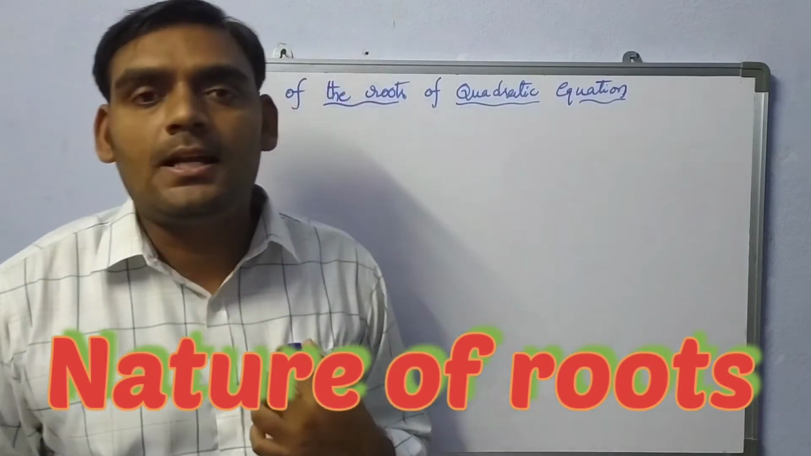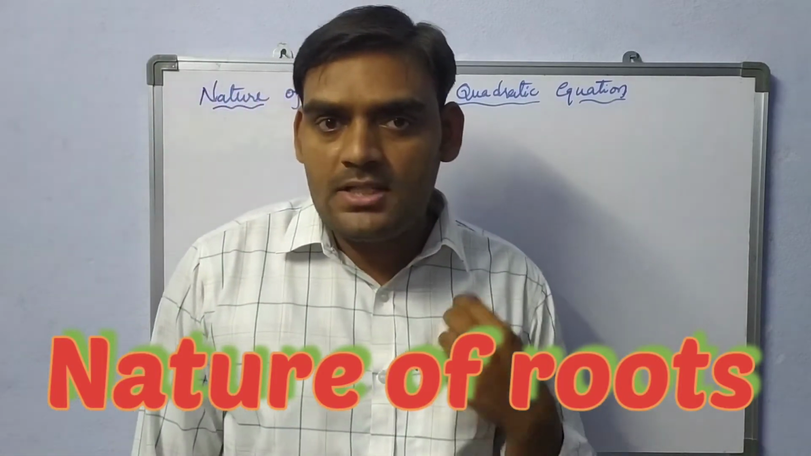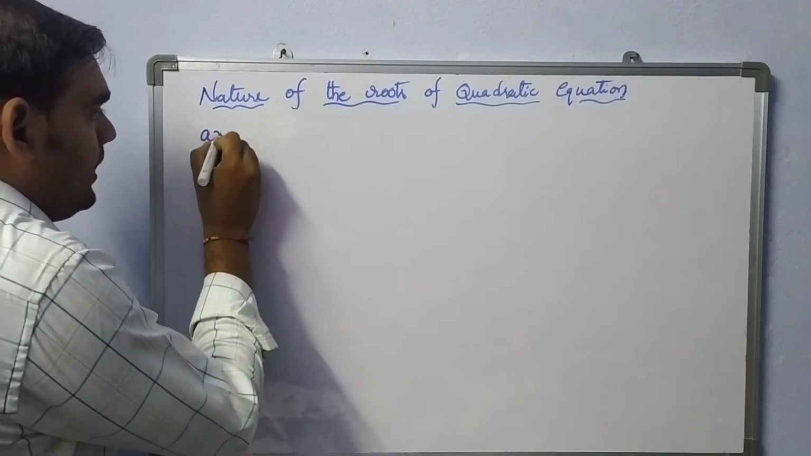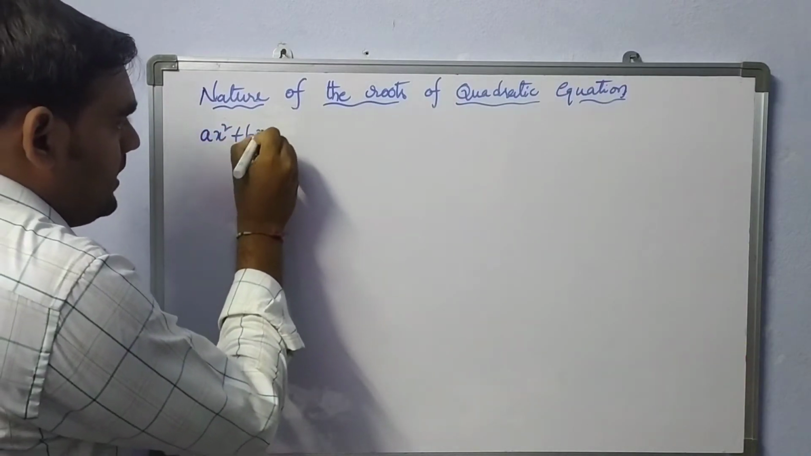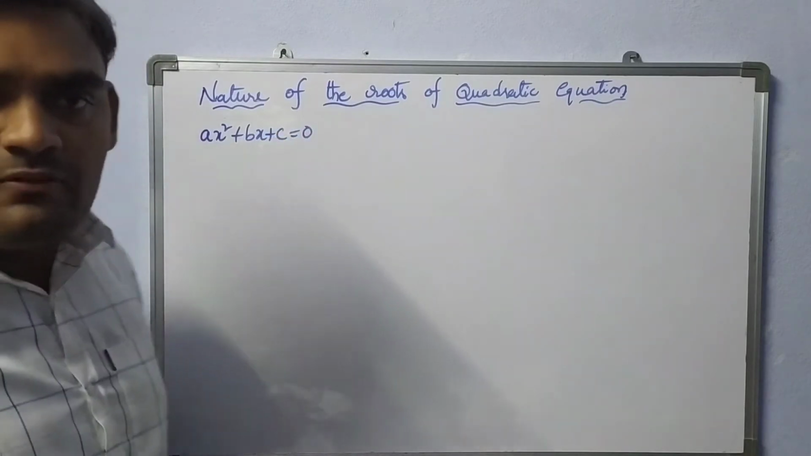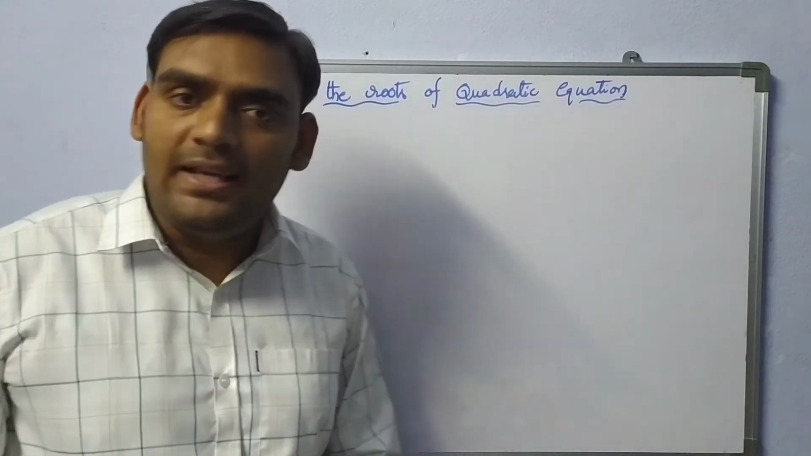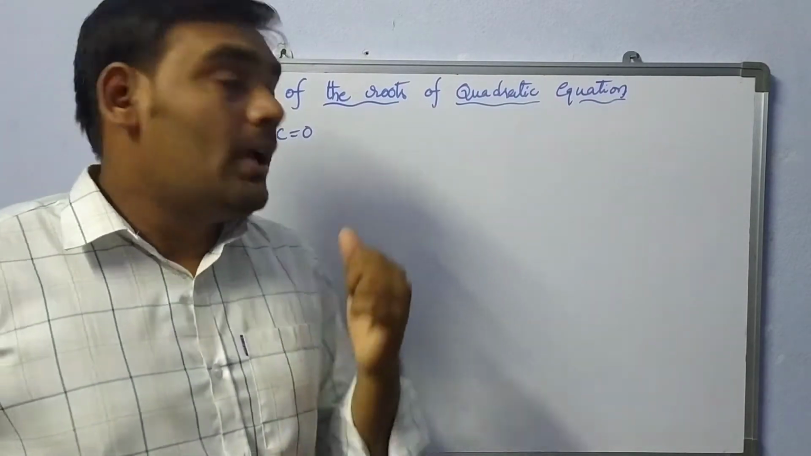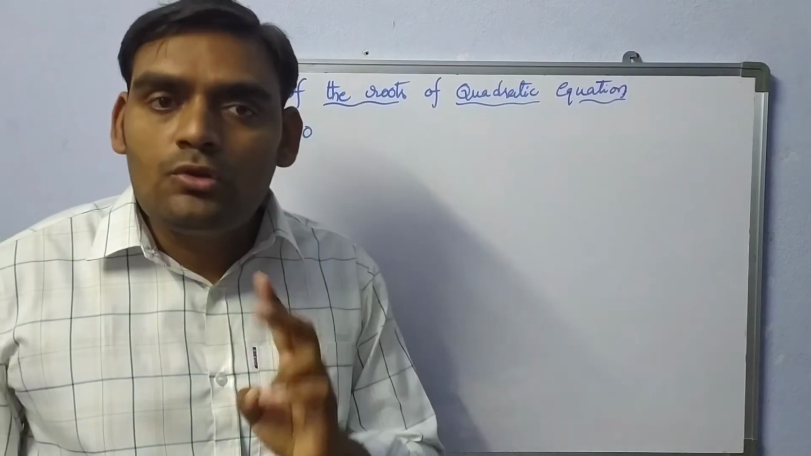We all know that the general form of a quadratic equation is ax square plus bx plus c is equal to 0. A is the coefficient of x square, b is the coefficient of x, and c is the constant, isn't it? And also every quadratic equation has two roots.